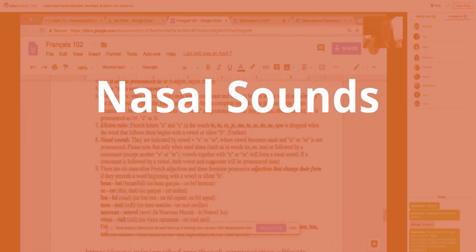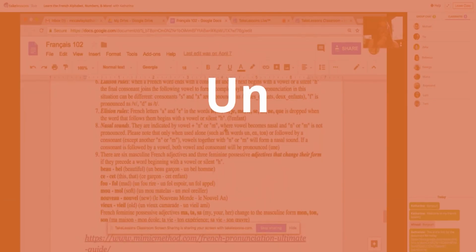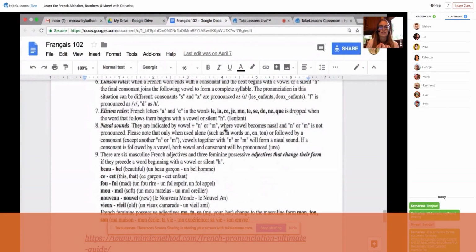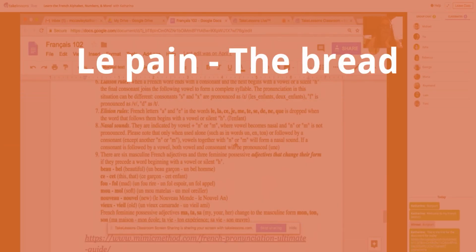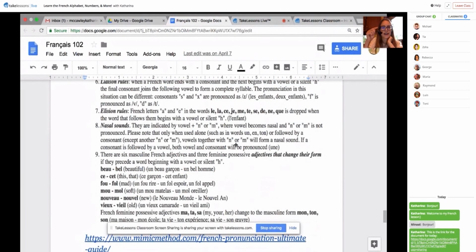And then the nasal sounds, they're indicated by a vowel plus N or M. And the vowel becomes nasal and the N or the M is not pronounced. For example, on, the O and N, on. We say the O, but we don't really say the N. Les pains. Yeah, because you have the vowel, the I, and then you have an N, and then it's pain, because the I gets nasal and the N is not pronounced.